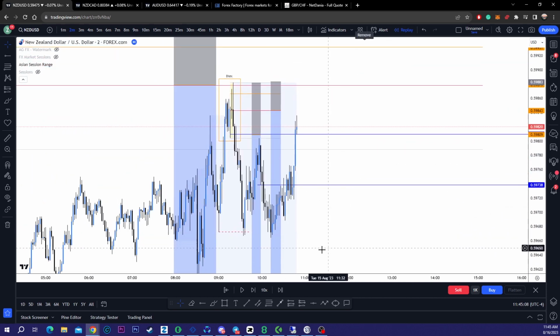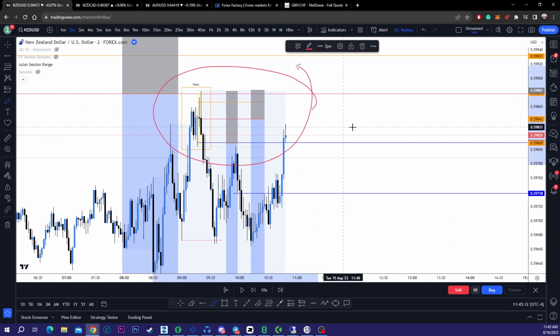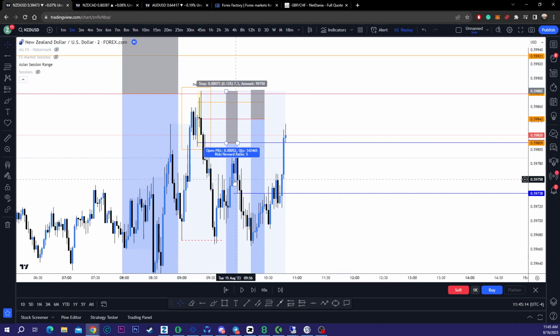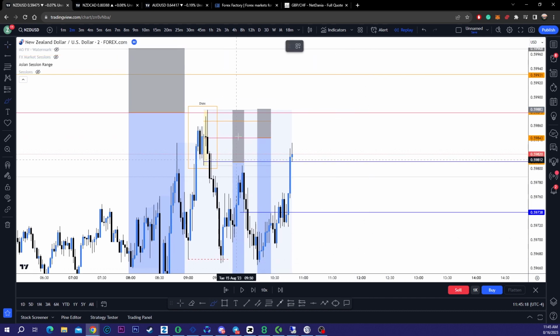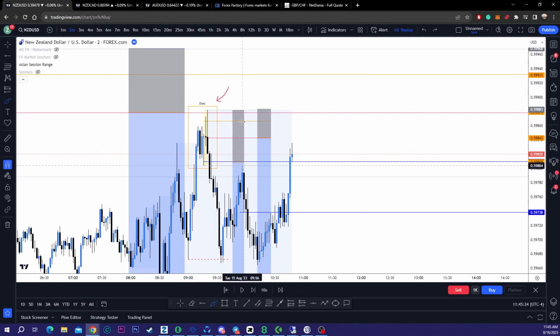So what happened was we actually came back into our distribution. Okay, so we took a loss on that redistribution, and the market came into our distribution. The reason why this distribution is still valid is because we have sellers here. Okay, as long as the market does not take out this high, we can still be selling from this distribution.